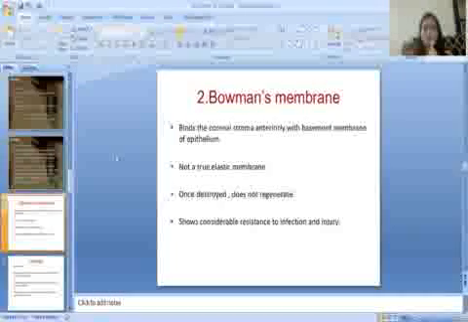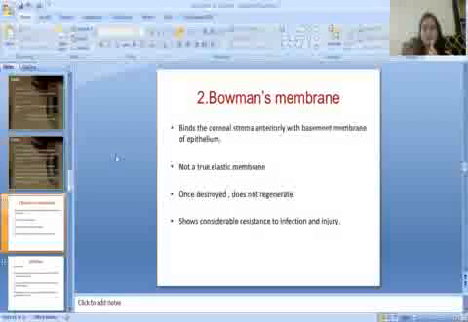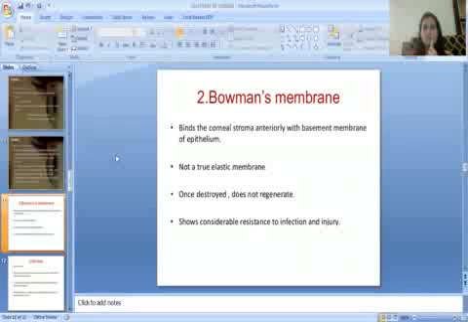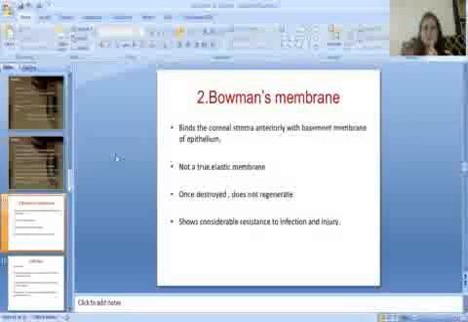Second layer, the Bowman's membrane. It binds the corneal stroma anteriorly with the basement membrane of the epithelium. It is not a true elastic membrane. Once destroyed, it does not regenerate. It shows considerable resistance to infection and injury.